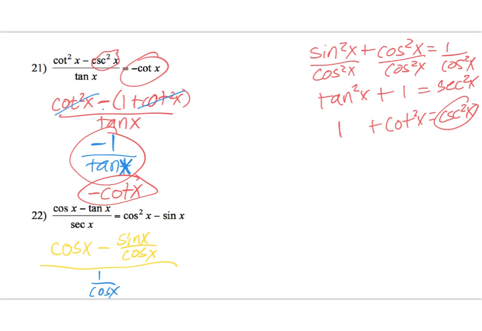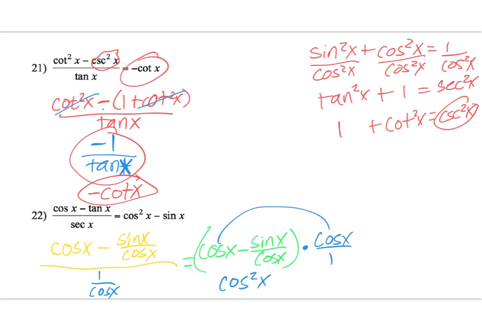That's a little bit tricky to work with, so one thing that I could do would be to rewrite this as a multiplication problem, where instead of dividing by 1 over cosine of x, we're going to multiply by cosine of x over 1. That gives us cosine squared of x minus sine x cosine x over cosine x. Those parts reduce, and we're left with cosine squared of x minus sine of x.